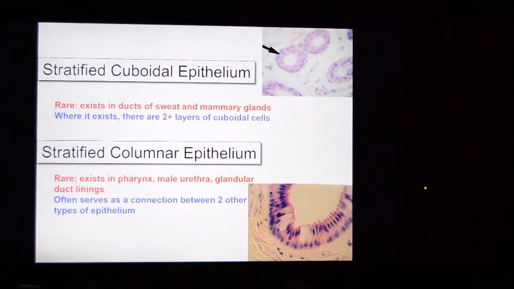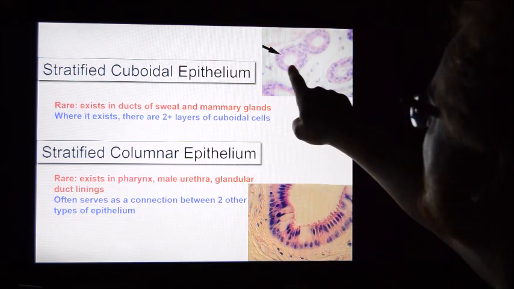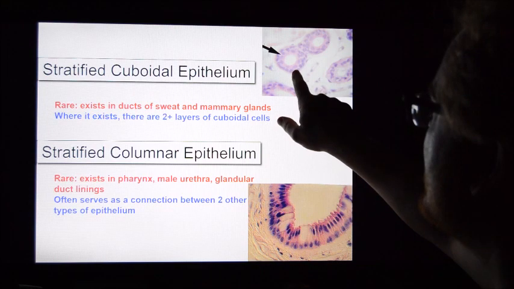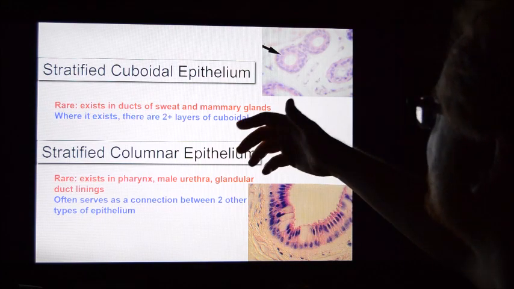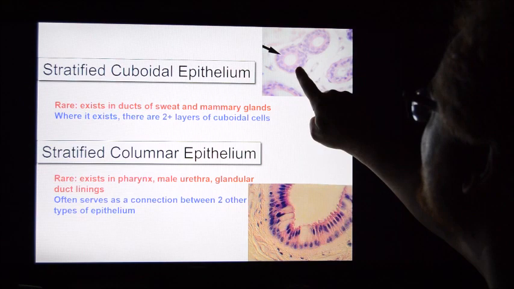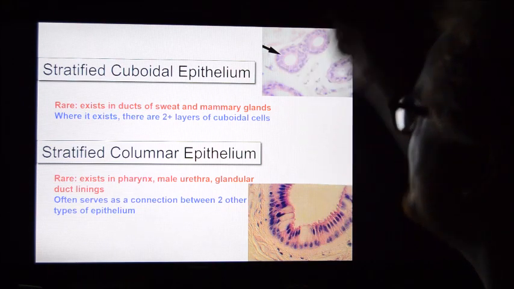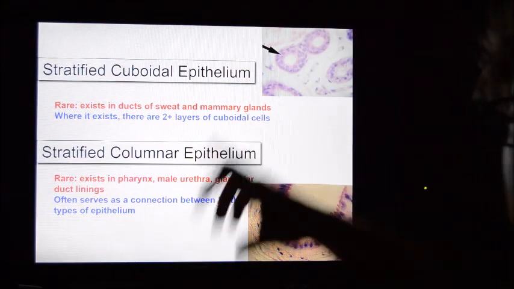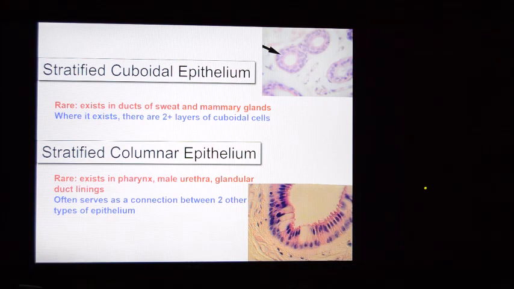Stratified cuboidal is quite prevalent all over the place, though. You need to know about stratified cuboidal epithelium. Now, when you look at these cells, they don't look exactly cuboidal. They look more amorphous, if you will. What we have here is many nice round nuclei. The cells are not flat, the cells are not tall, so they have to be cuboidal, if you will. Stratified cuboidal epithelium is the tissue of your sweat glands, and your sweat glands are incredibly prevalent all over the body. Also found in mammary glands. So these are just all over the place. You find stratified cuboidal all over.